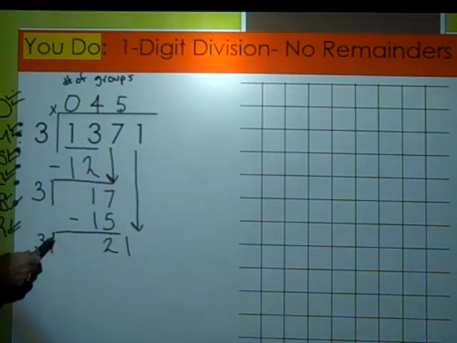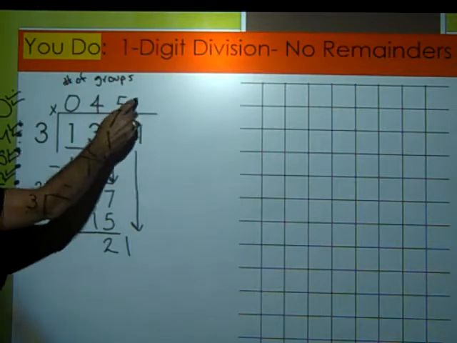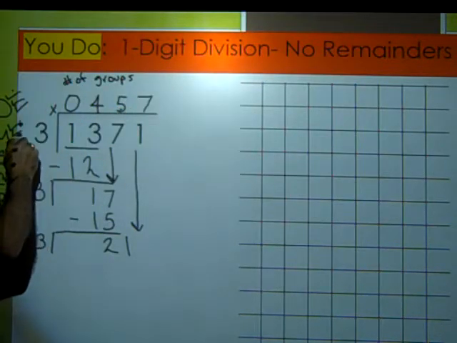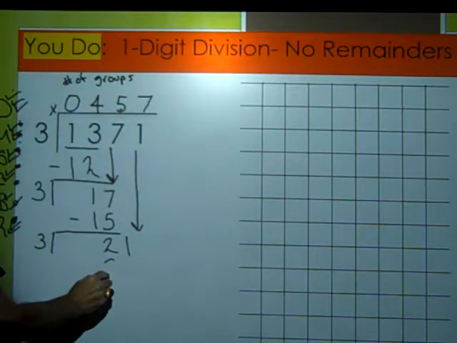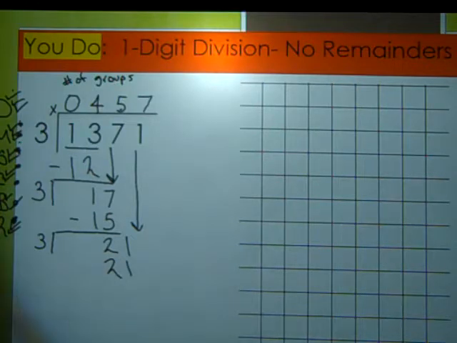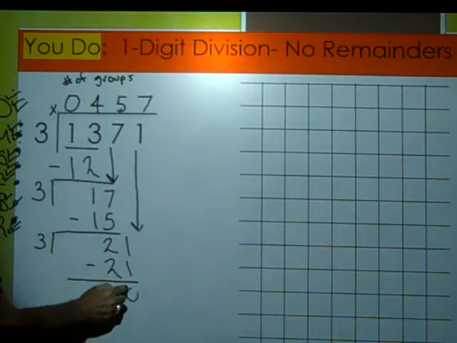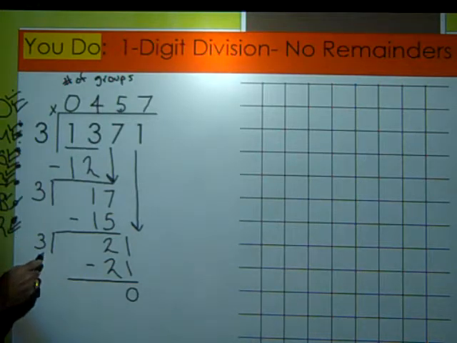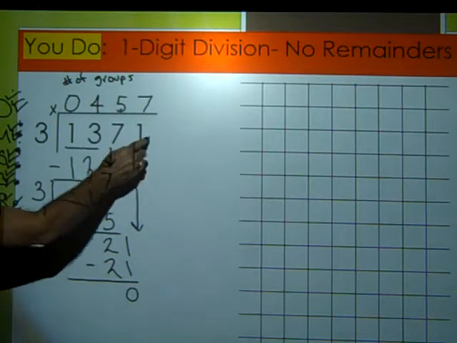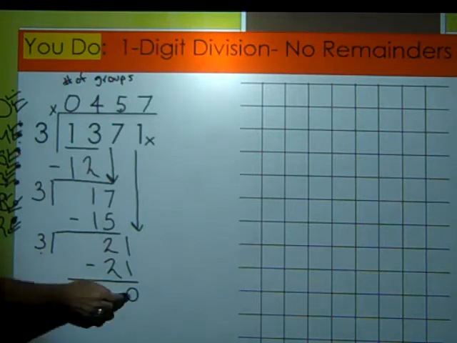Divide again, how many groups of 3 can I make from 21? Okay, count by 3, 3, 6, 9, 12, 15, 18, 21, exactly 21. So how many groups is that? 1, 2, 3, 4, 5, 6, 7 groups. Multiply, 3 times 7 is 21. Subtract, 21 take away 21 is 0. Check, is 0 less than my divisor 3? Correct. Anything else to bring down? Nope. So I am done.